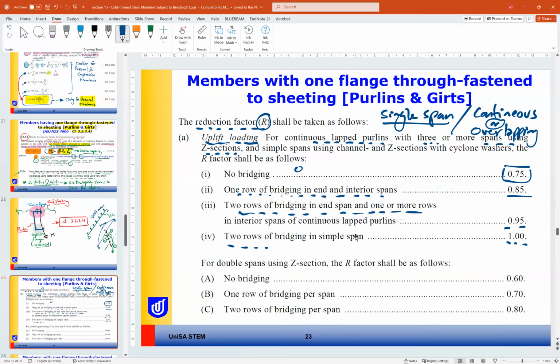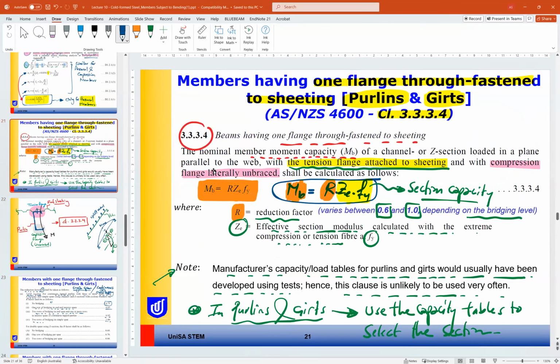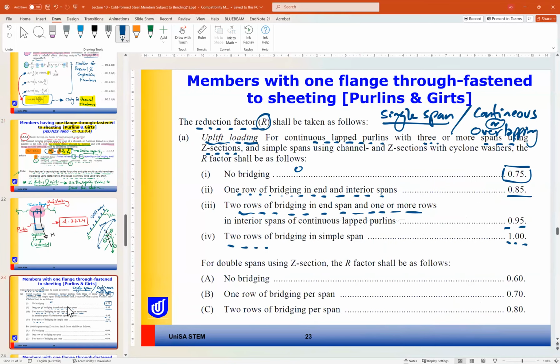Okay, do you have any question about this part? So for the purlin in the project, the instruction mentioned you don't need to calculate the member moment capacity using this formula, because we will be using the capacity table directly. But for the rafter, you need to go through the standard formulas. Okay, so this is only for purlin and girts.